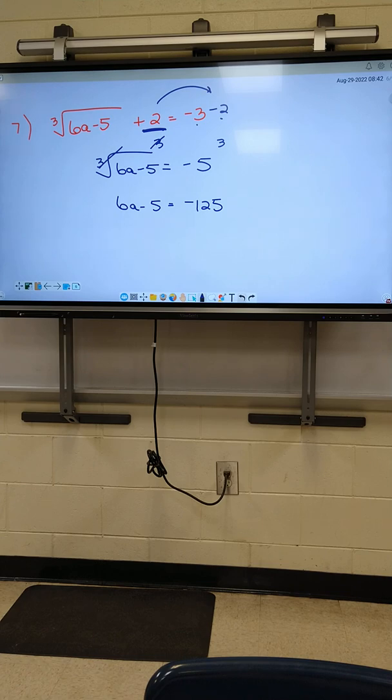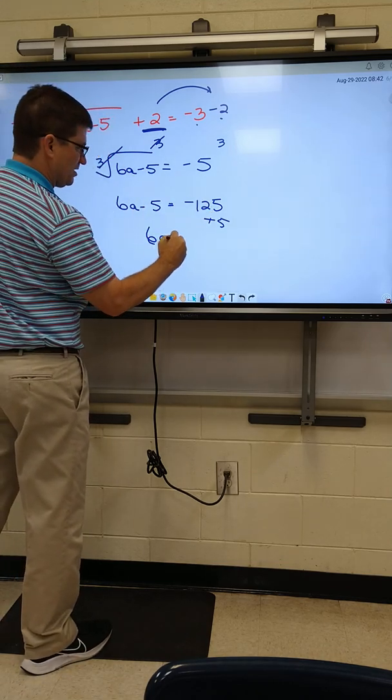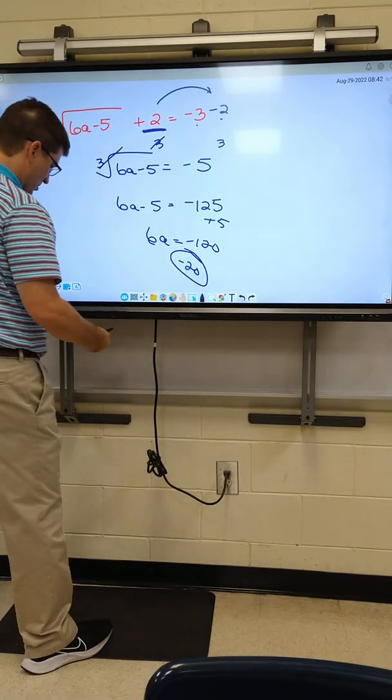So I moved that over. Looks like everybody's getting the same answer. All right, so y'all know that we moved negative 5 over. That's a positive 5. I got 6a equals negative 120. I divide and get negative 20.